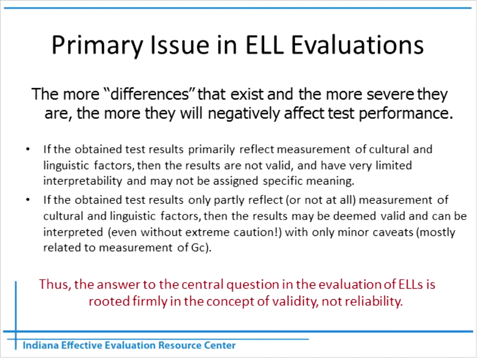So as you can see here, the central question in any evaluation of English language learners is predicated upon the concept of validity, not reliability, not whether you're measuring things accurately or not, but whether you're measuring what you think you're measuring. And when we can determine that what we measured is what we think we measured, then we are safe in being able to say, okay, I'm going to interpret my results. But when we can determine that what we measured was not the abilities that we intended, but in fact ended up being the effect of culture and language, then our results are not valid, and we will not move forward with interpretation beyond a couple of things that can be said.